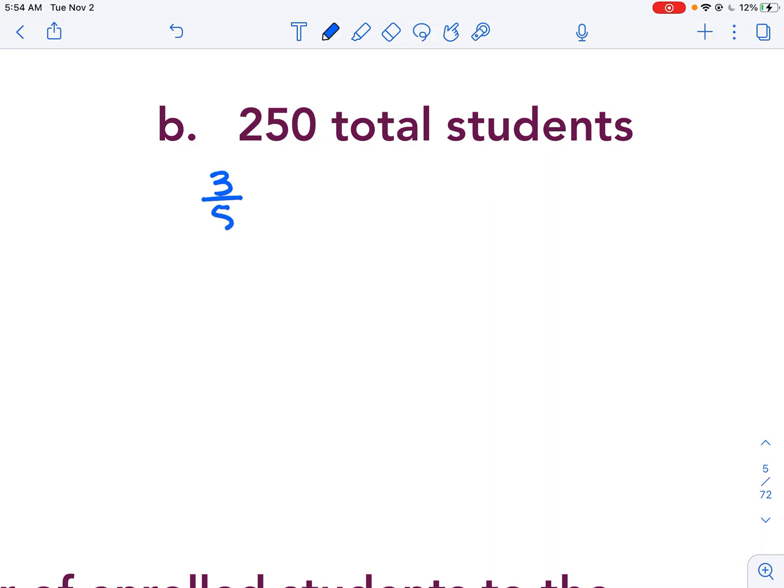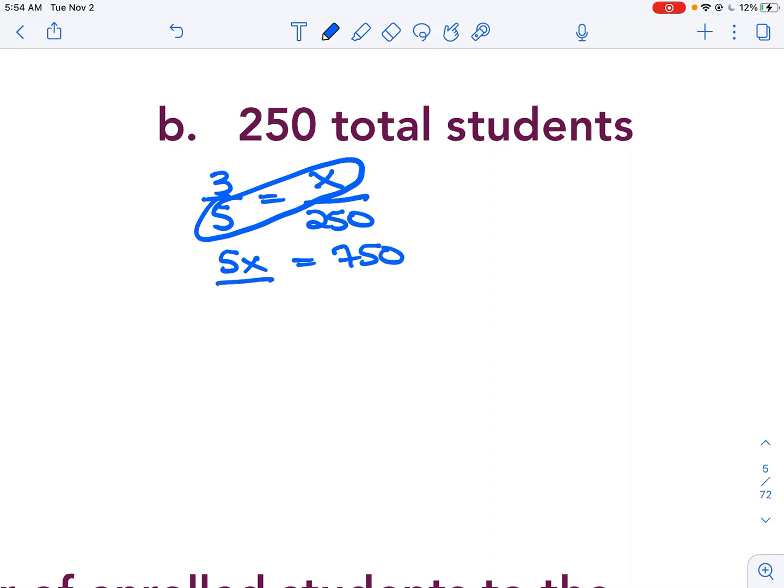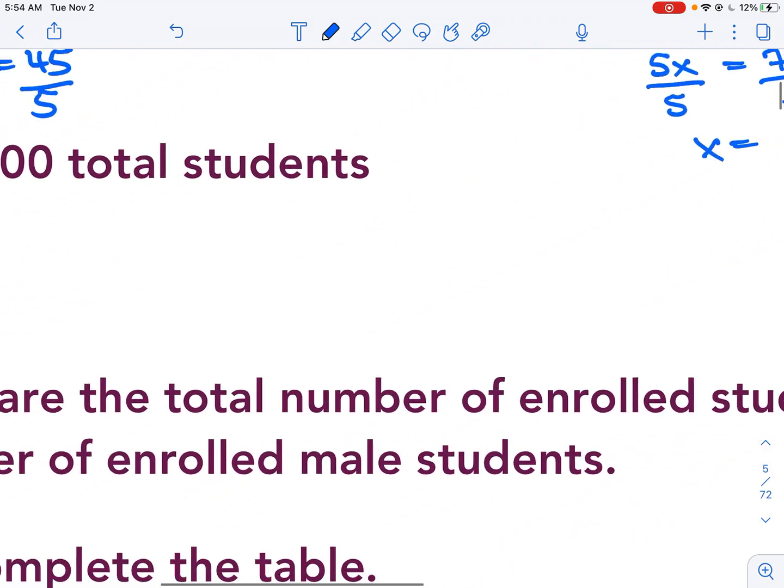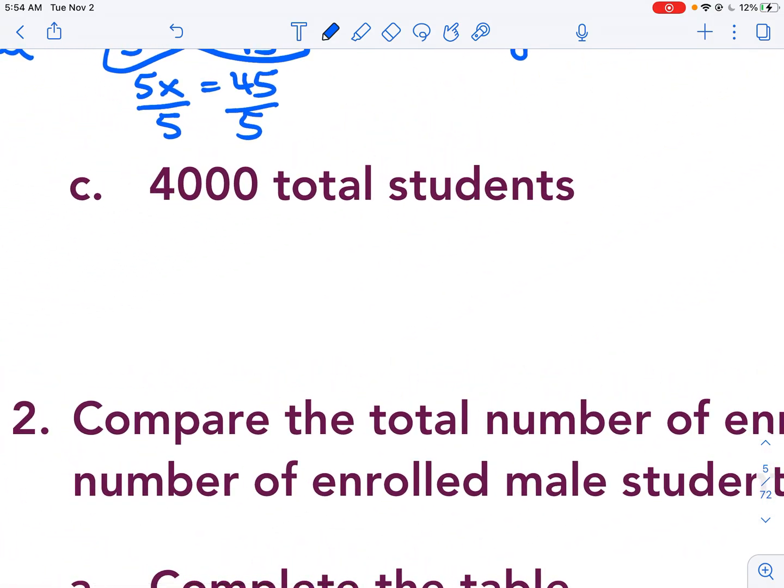Again, 3 to 5. We're looking for how many females? We have 250 total students. I multiply 5x. I get 2 times 3, so that's 750. Oops, sorry, I didn't show that. I divide by 5 on both sides, and I get x. That goes in 1 time, 150 female students. Okay, again, same thing.